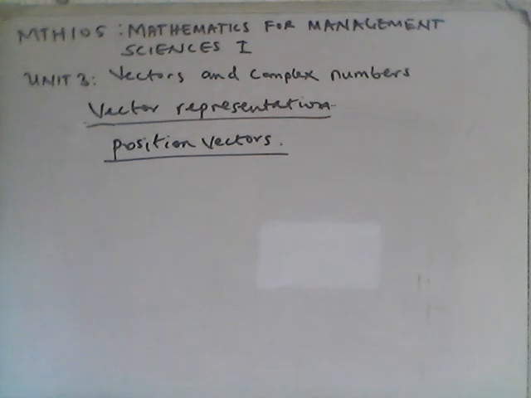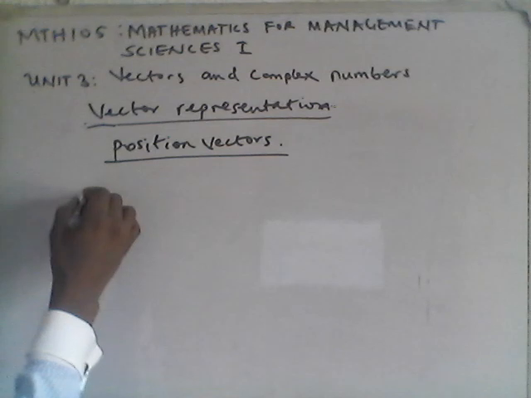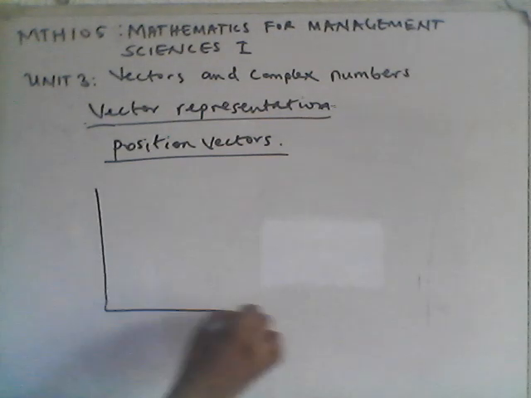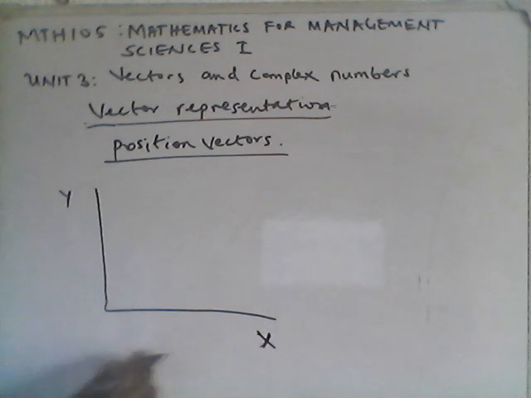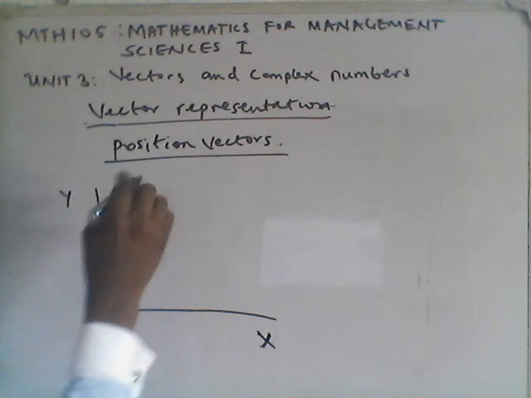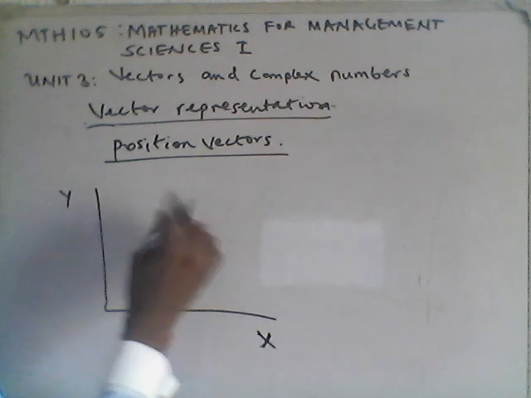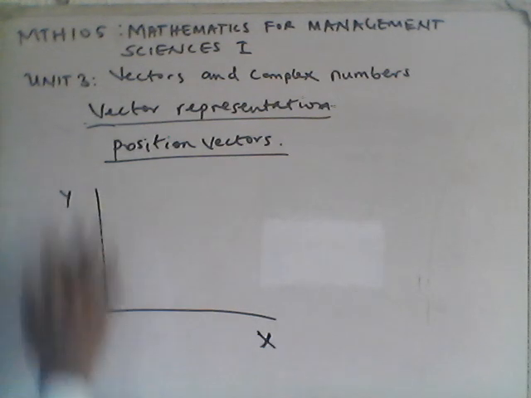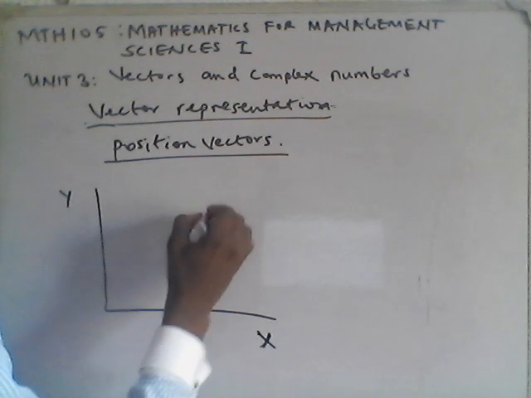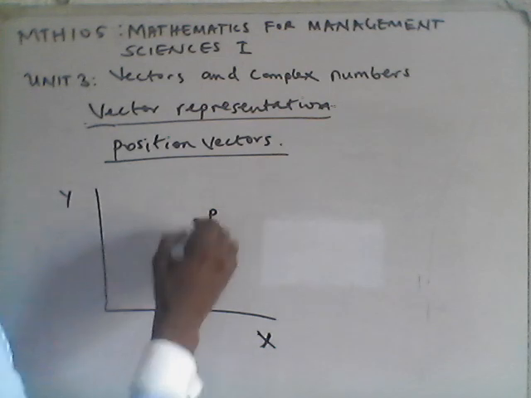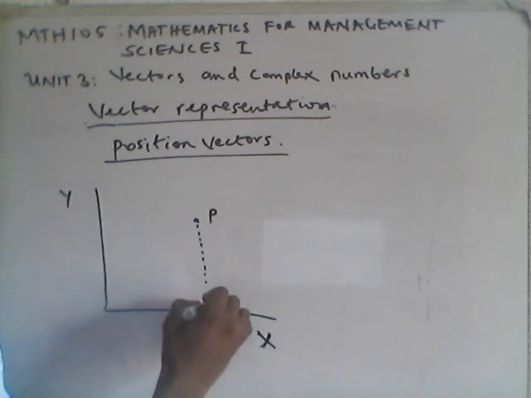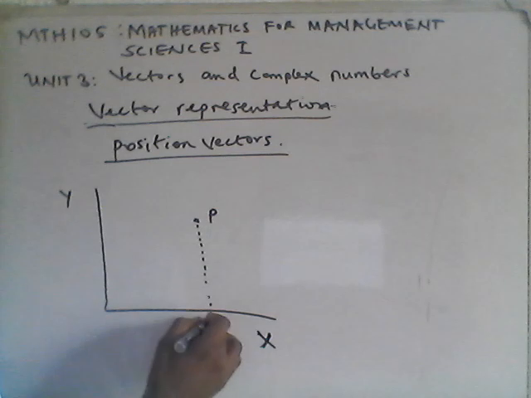Okay, so we have position vectors on the board. Position vectors have to do with you trying to place a vector in position in the Cartesian plane. Again, this is the Cartesian plane, x and y axis. If I have a point on this plane, this is a two-directional plane. So if I have a point on this plane, point P, for instance, you agree with me that point P has a reference to the x-axis. So if I trace this down, there's a value that it will have here on the x-axis.